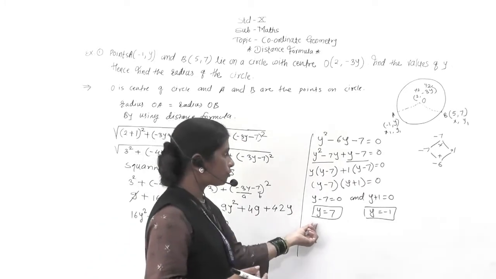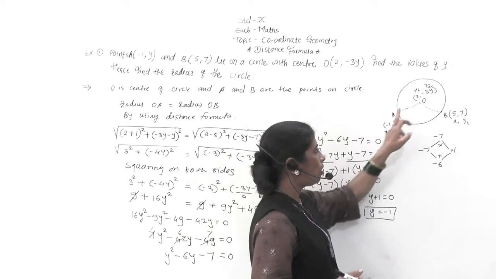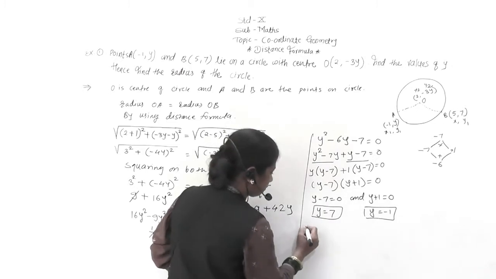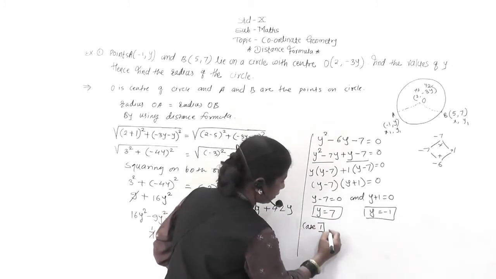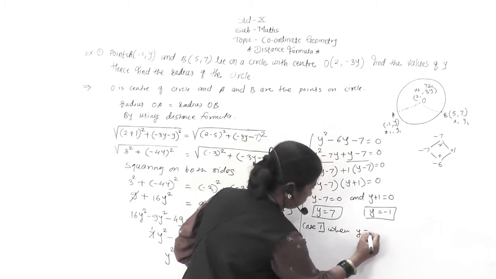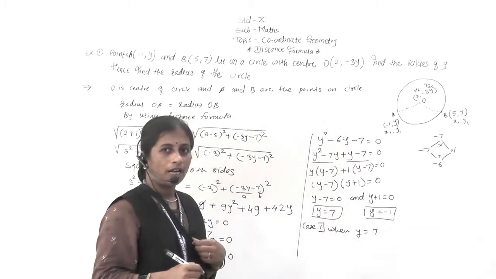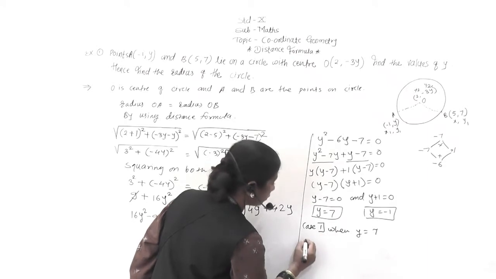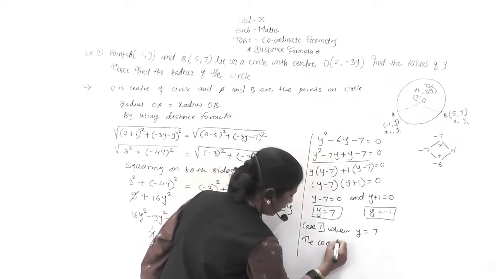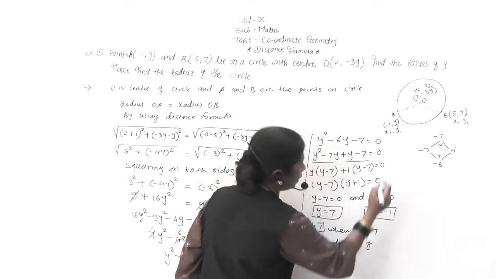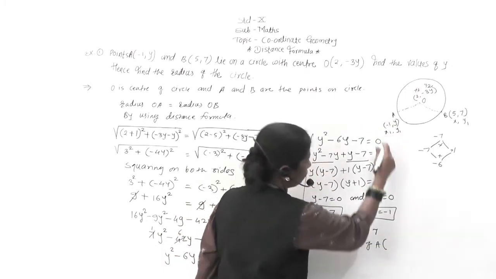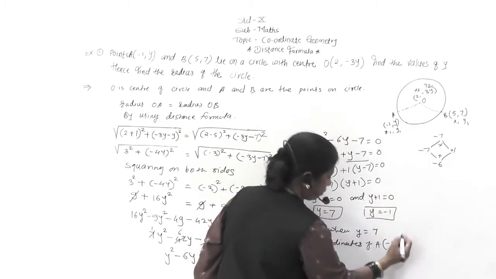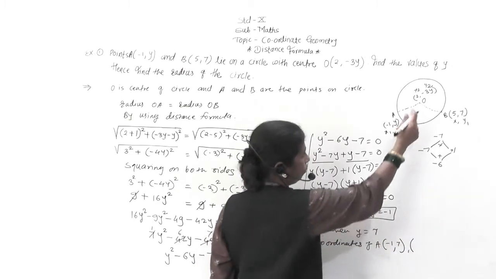So when y = 7, what are the coordinates of center O? What are the coordinates of A? What are the coordinates of B? Right? So we will see the case first. First, when y = 7, then we have to see, when y = 7, the coordinates of A. X is given as it is, minus 1. A is what? Means y is what? 7.